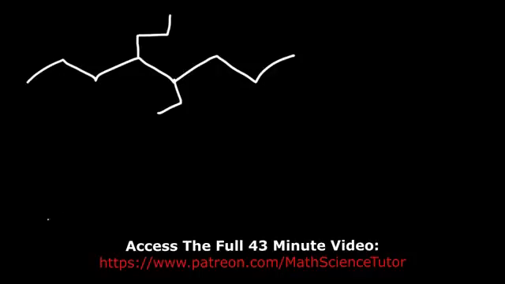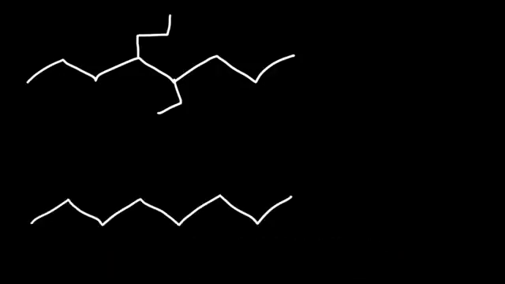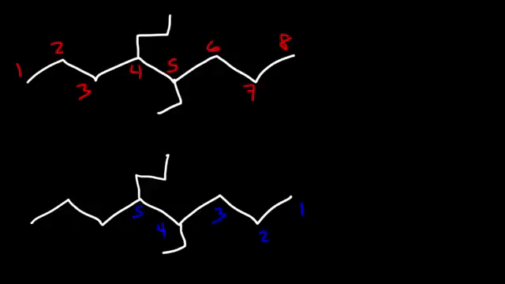So let's count it both ways. I'm going to redraw this structure. In the first example, let's count it from left to right. And for the second example, let's count it the other way. Now, based on the last example, we know that we have to put the substituents in alphabetical order. So ethyl comes before methyl. I mean, not methyl, but, well, it does come before methyl, but in this example, ethyl comes before propyl.